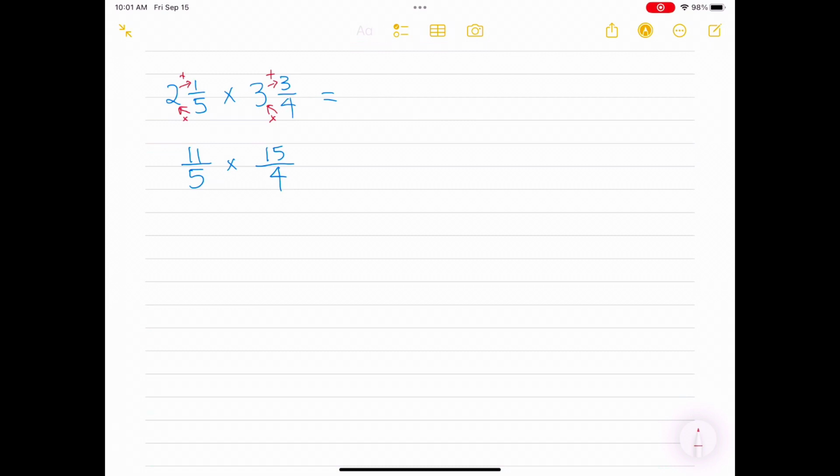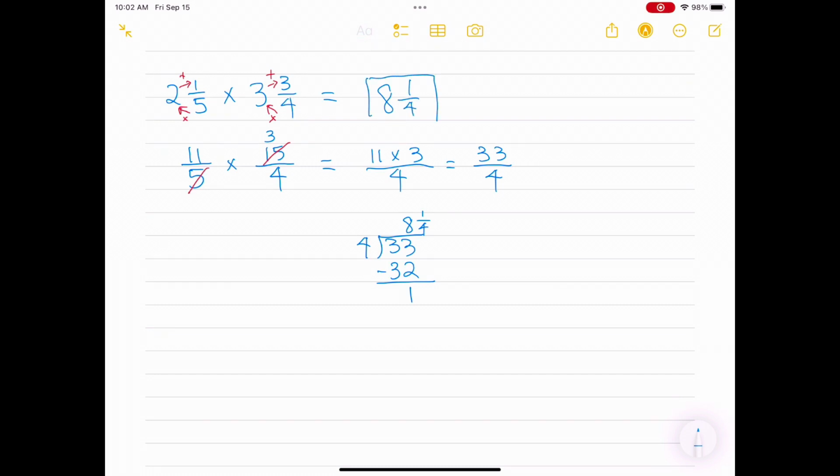15/4. I can see that 15 in the numerator and 5 in the denominator will cancel to be 3 in the numerator. Now I can multiply across. 11 times 3 in the numerator to be 33 and 4 in the denominator. 33/4 is 33 divided by 4, and I do that calculation on the side to get 8 and 1/4. I write 8 and 1/4 on top next to the equation, and I box my answer.